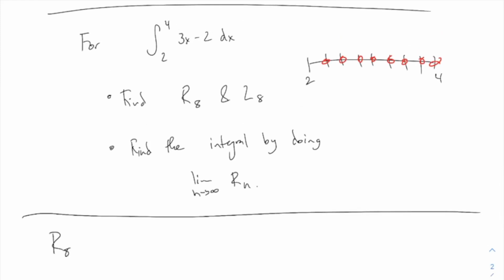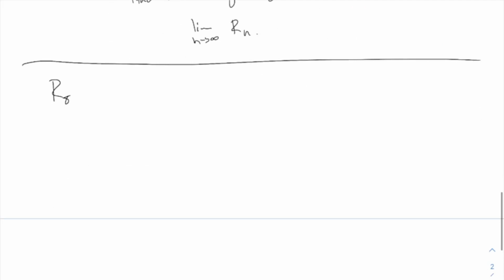Let's talk about the first part. The R8 will be adding together the areas of the rectangles, 8 rectangles, using the right-hand endpoints. The way you want to do that is set up the interval. This is what I did before. It's from 2 to 4. And since I said R8, that means you should split this interval into 8 pieces and try and figure out where all those points go.